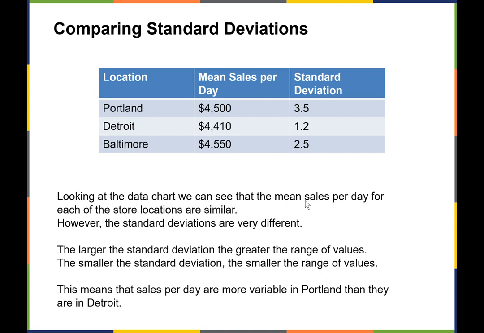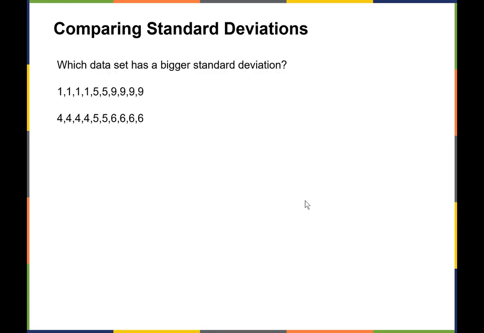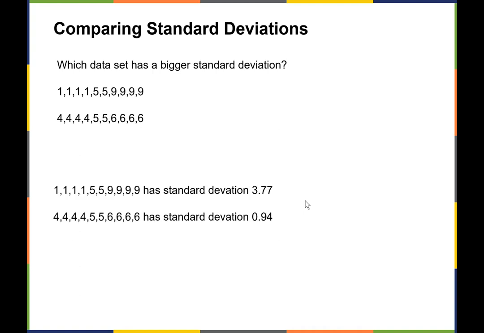Let's look at another example. Just looking at these two data sets, don't use Excel, don't use your computer, just look at them. And which one do you think is going to have the bigger standard deviation? Take a moment, pause the video, and see if you can figure it out. All right, which one do you think had a wider range of values? The top one. The top one has a bunch of ones, a couple fives, and nines.